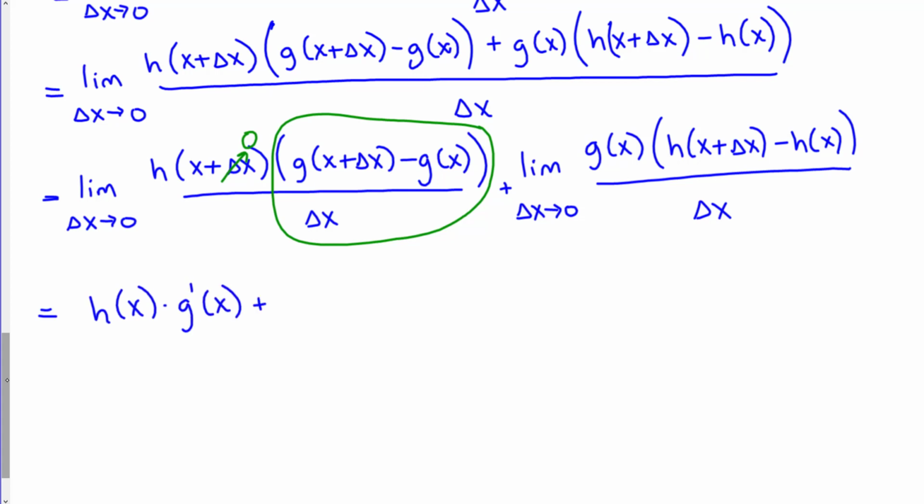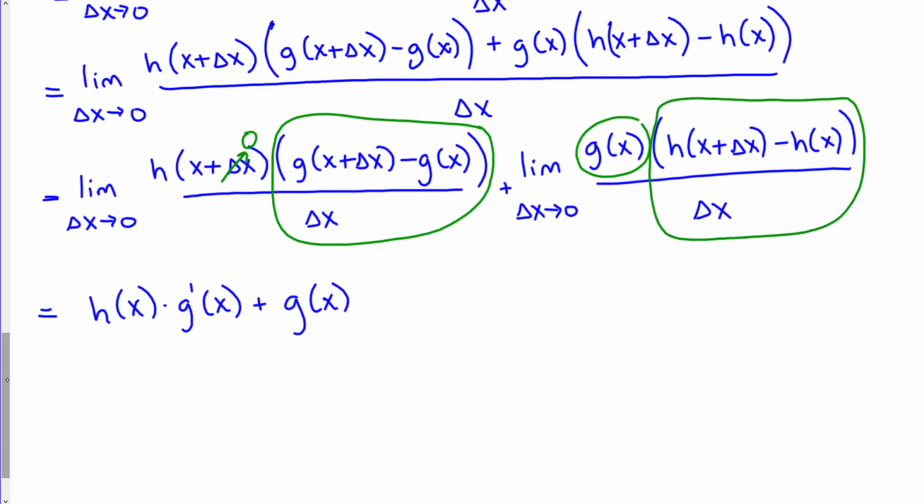In the other limit, first off, g of x is not dependent at all on delta x. At this point, we can really look at it as just a constant. So g of x can be pulled out of that limit altogether, leaving us with these terms over here, which altogether make up the derivative of the function h. So that's times h prime of x. That right there establishes our product rule and why it works.